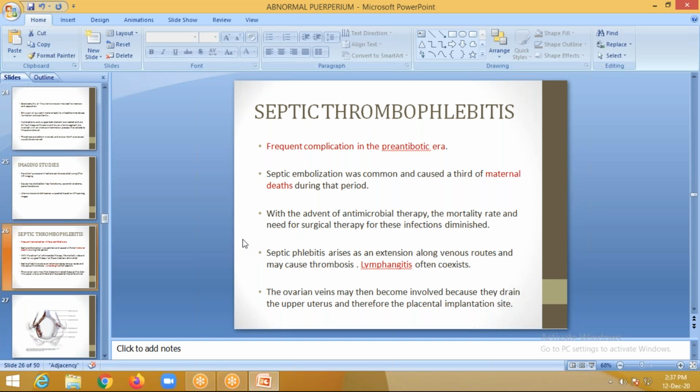Septic phlebitis arises as an extension along venous routes and may cause thrombosis. It may coexist with lymphangitis. The ovarian vein may then become involved, because they drain the upper part of the uterus, and therefore the placental implantation site.